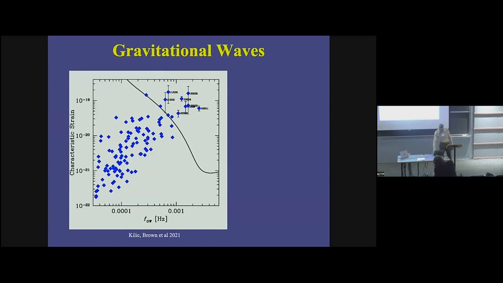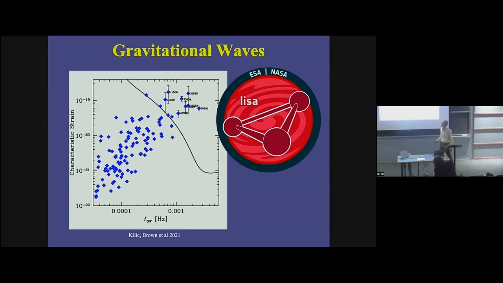So that's weird. There we go. ESA and NASA are building the LISA millihertz gravitational wave observatory, which will detect 10,000 or more double white dwarf binaries in our Milky Way. And we already know about some of them.